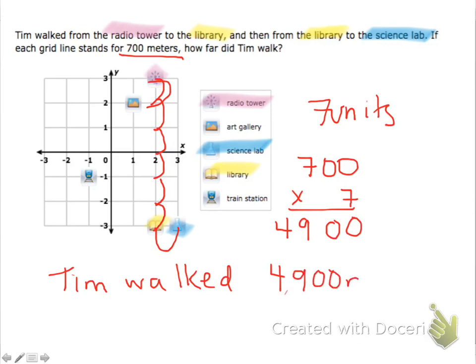4,900 meters. All right, now it's time for you to practice this on your own.